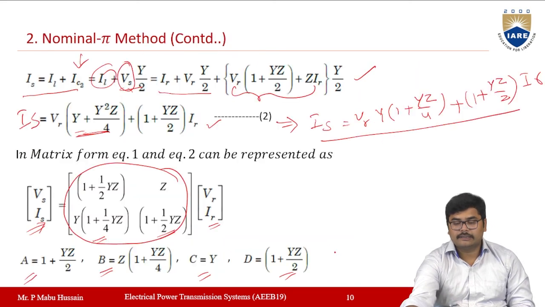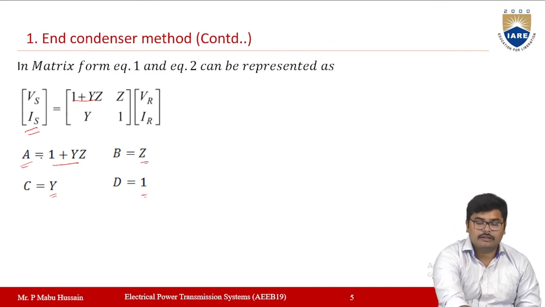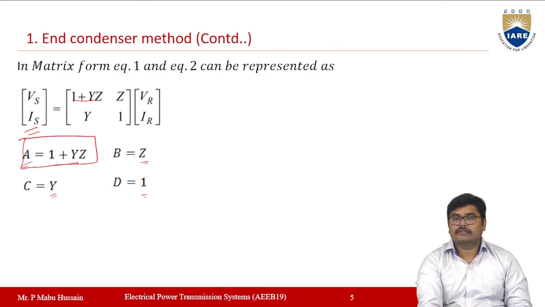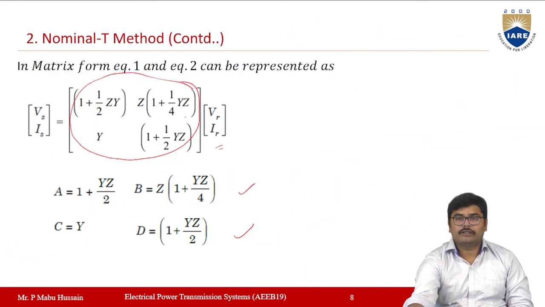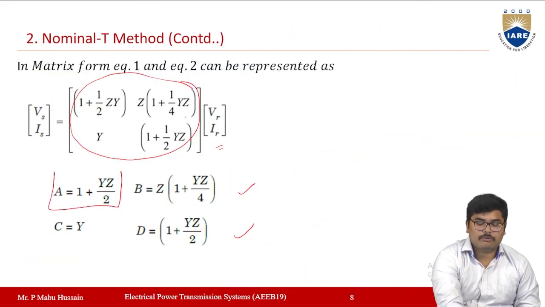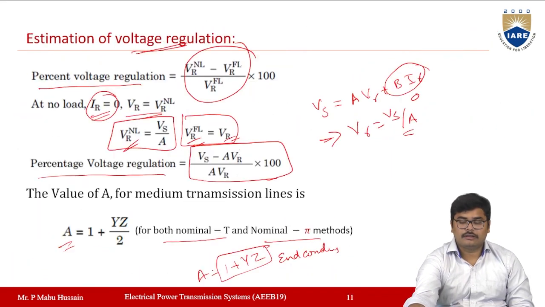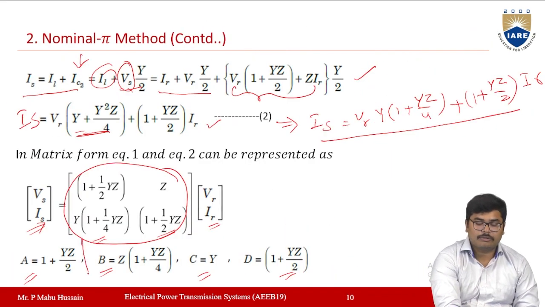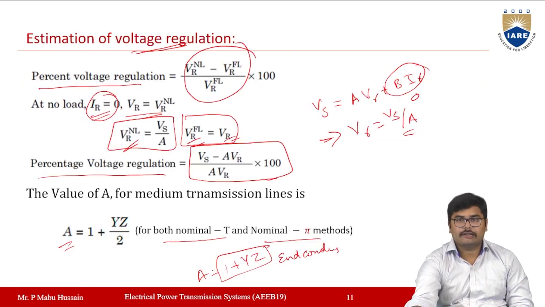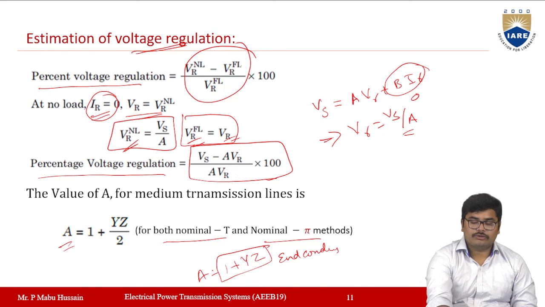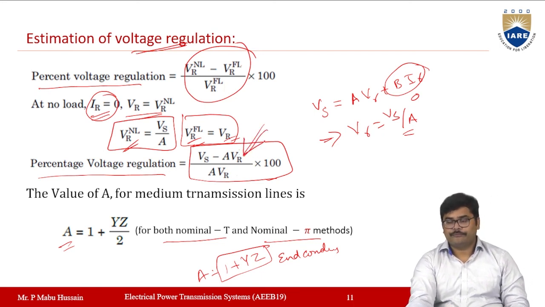If you go back, you can see that in the end condenser method the value of A is 1 plus YZ, in the nominal T method it is 1 plus YZ by 2, and in the nominal pi method the value of A is 1 plus YZ by 2. By using those expressions, you can calculate the value of A and substitute it in this equation to get the percentage voltage regulation.